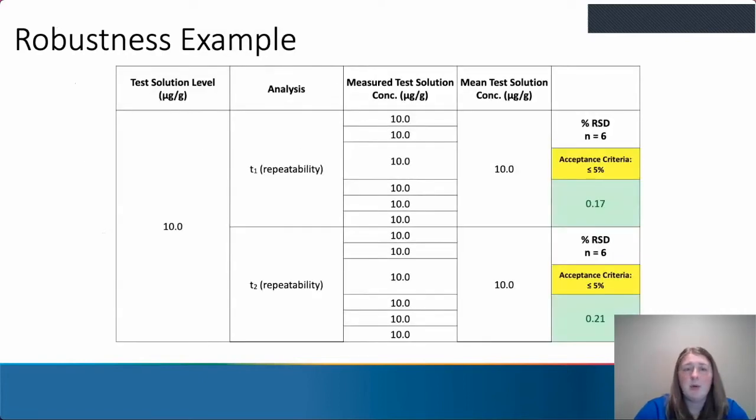In our example, what we look at here is the percent RSDs for 2 different analysis times, and we use that to demonstrate with our data that we're within the acceptance limits set by the customer. So again, percent RSD here was less than 5%, and we're well within the specified percent RSD.